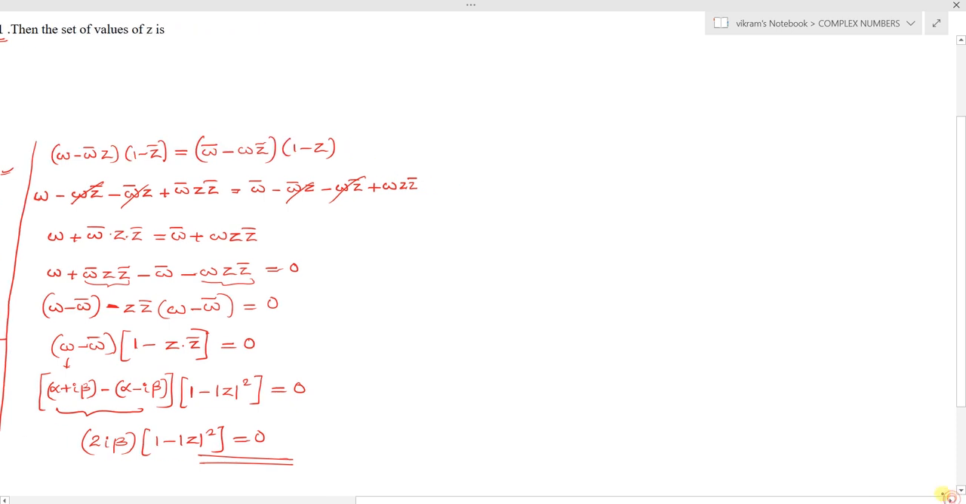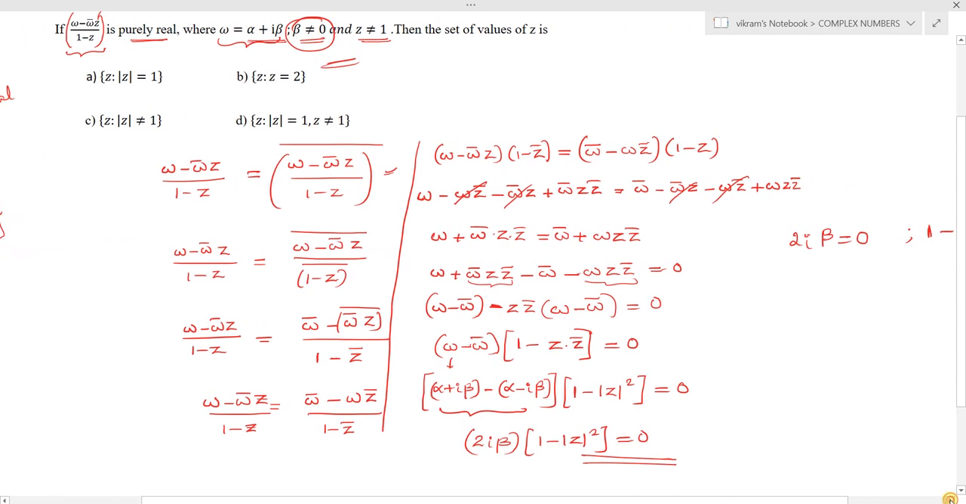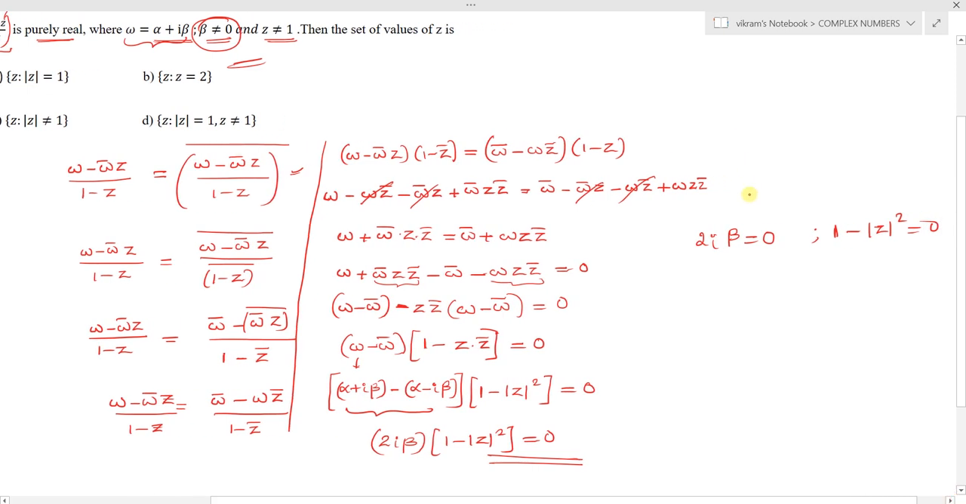If we consider beta equals 0, then 2i beta equals 0, and the other possibility is 1 minus mod Z whole square equals 0. These are the two possibilities we obtain over here. But in the question he has given that beta not equal to 0. So beta not equal to 0 means do not consider this case. This case is not considered.